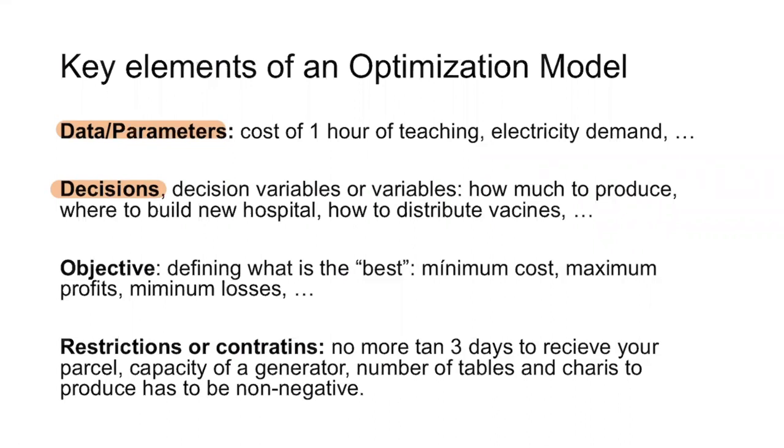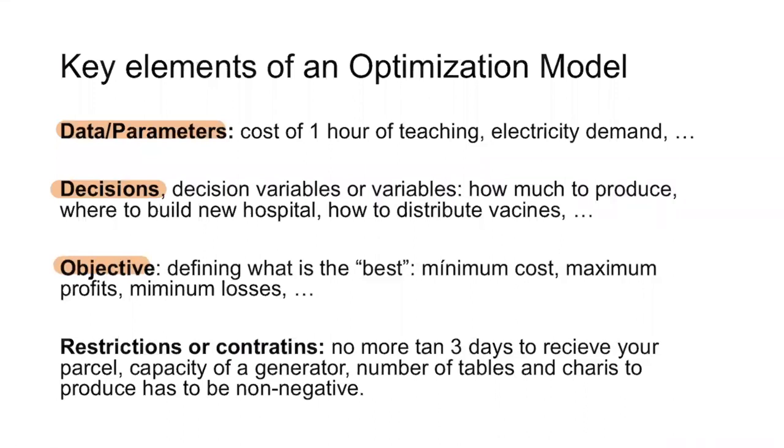But in an optimization problem, you will have decisions. A decision could be, for example, how much to produce, where to build a new hospital, or how to distribute vaccines. Those are the types of decisions that you can make. Of course, we have an objective, and this is the way that we define what is the best.